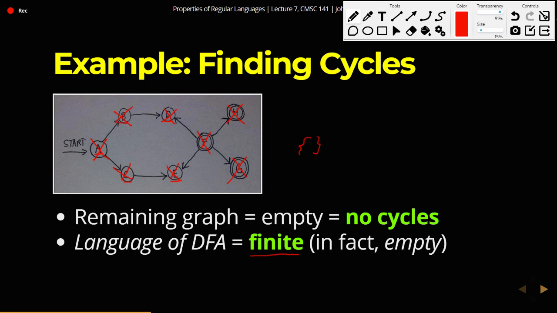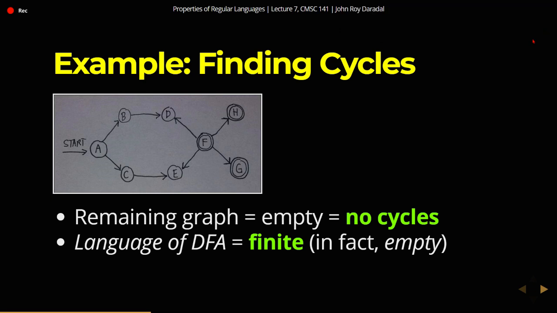It's zero. Okay, so that is how you determine if a language given the DFA is infinite or not. So if you find the cycles after simplifying the DFA. Okay.